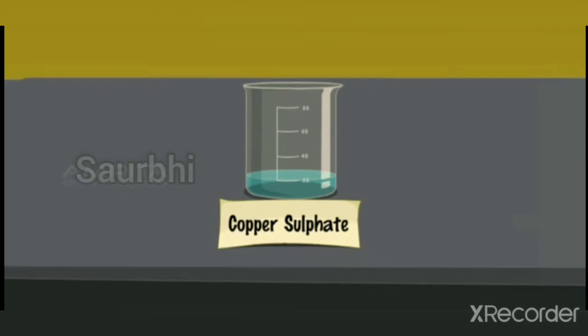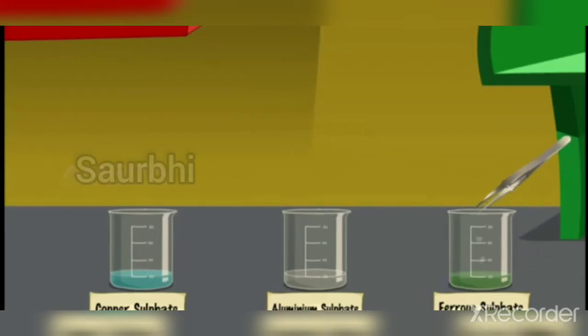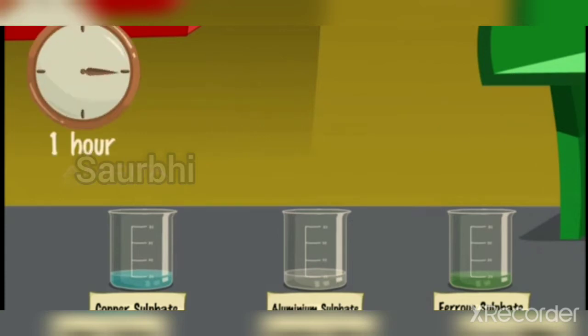We take copper sulfate solution, aluminum sulfate solution. Take 20 ml of solution of copper sulfate, aluminum sulfate and ferrous sulfate in three different beakers. First of all, put zinc metal pieces in the watch glass. Take some zinc metal pieces using forceps and drop them into the ferrous sulfate, aluminum sulfate and copper sulfate solutions. Now wait for 1 hour and see the changes in color of the solution and the metal.